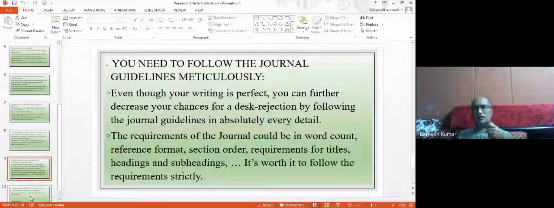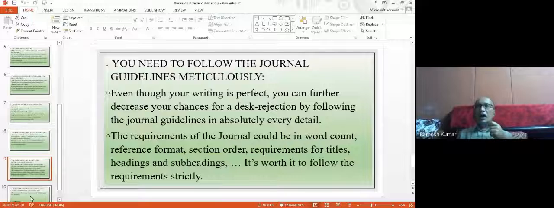Okay. What is the reference format? Each journal uses a different type of reference format. So you have to look at that. Okay. Even if the reference format is not matching, the journal may simply throw the paper away. So you should be very clear about what reference format that particular journal is following.